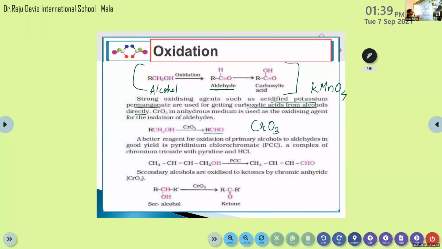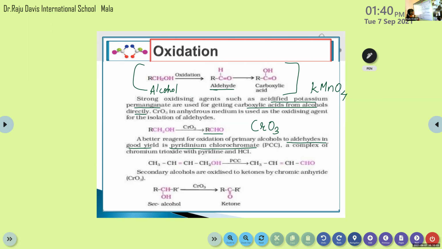And another better reagent for the oxidation of primary alcohols to aldehydes in good yield, where the aldehyde will be obtained on oxidation, is PCC. Its full name is pyridinium chlorochromate. Pyridinium chlorochromate is known as PCC. Clear, children? Its full form is PCC.